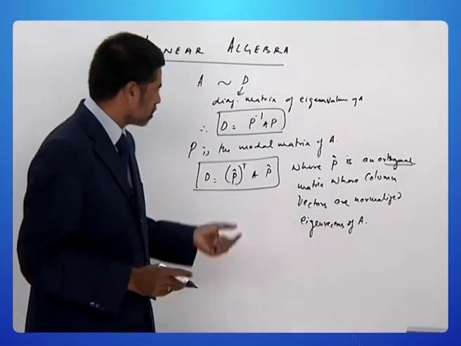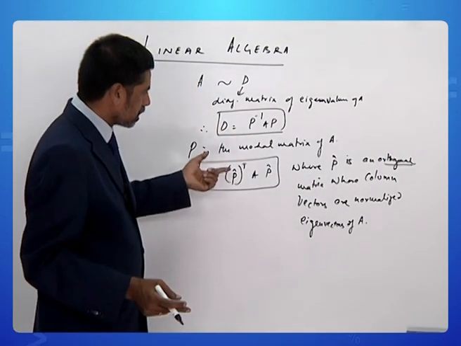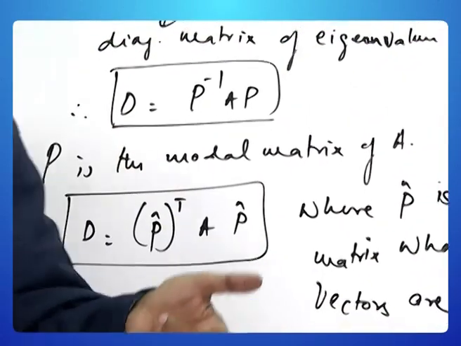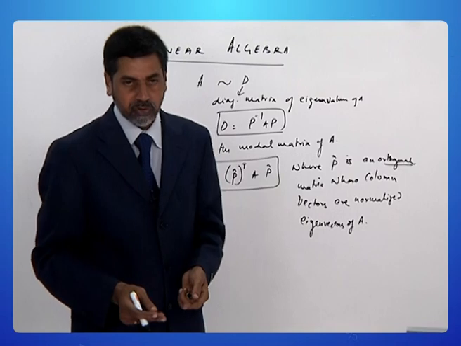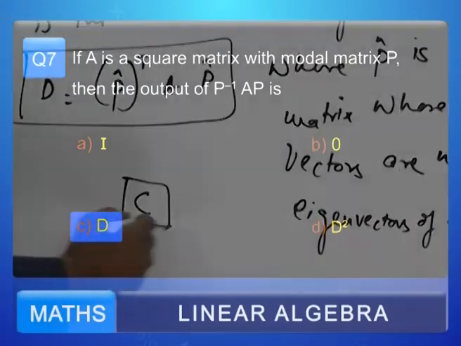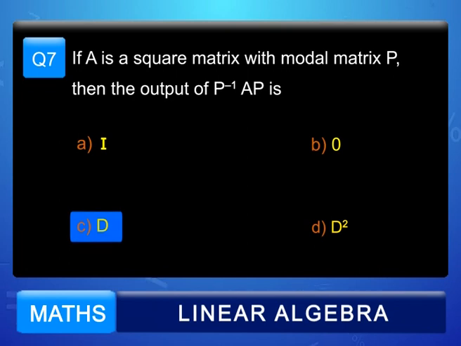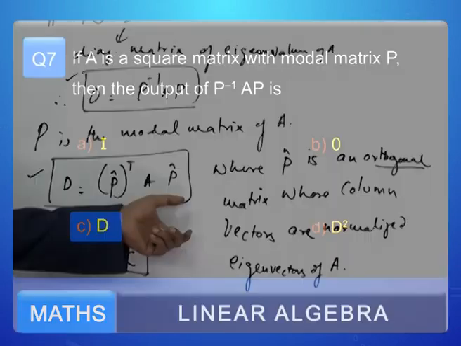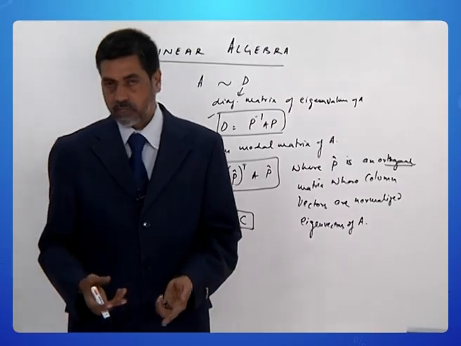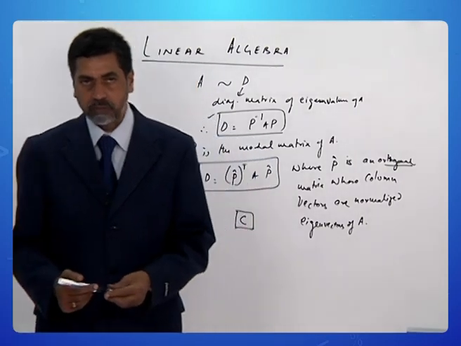So, you can choose this or this. In this particular case, we have this option which is declared in the set of options, and you will find that is the option C. So I would recommend students remember both these things. This is when the orthonormal vectors are constructed, and this is when plain eigenvectors are constructed. So let's go to the next question.